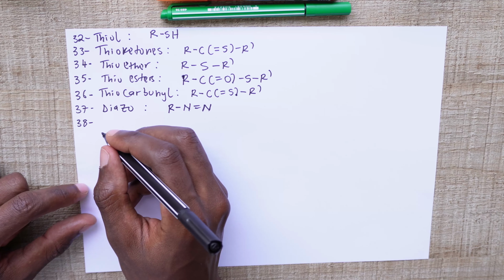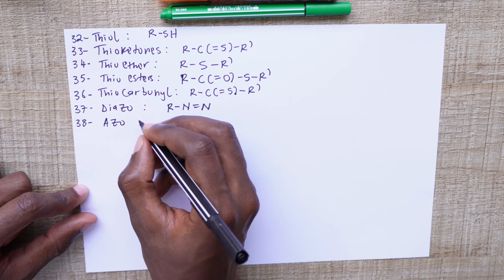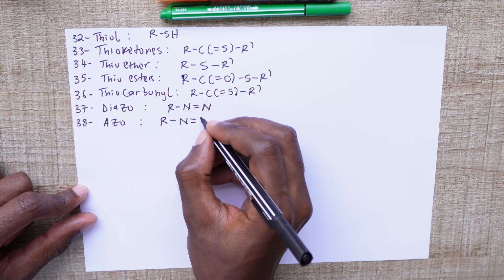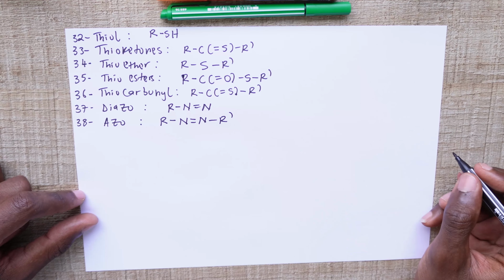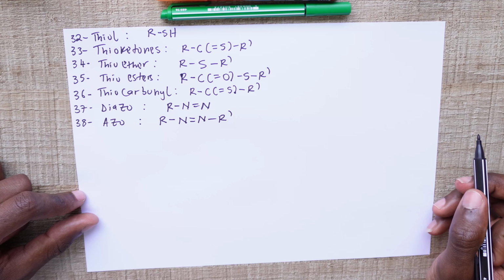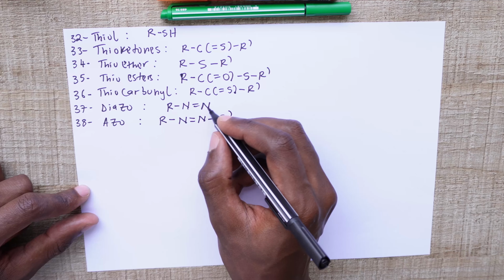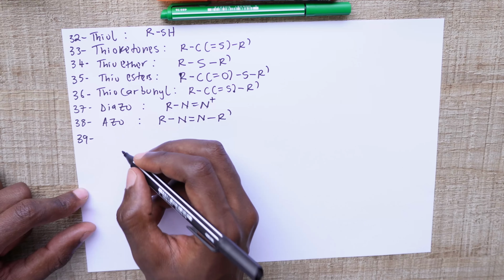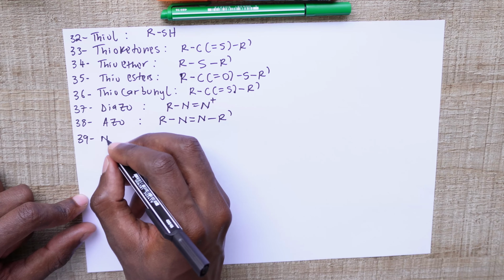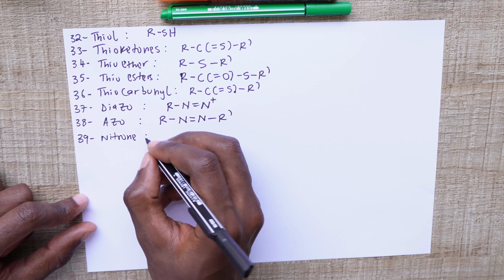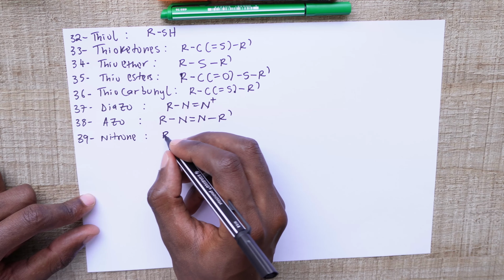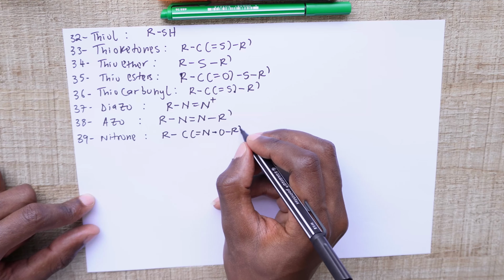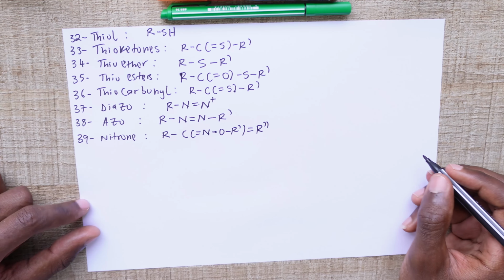Okay, 38, we get the azos, like the azo dyes, which have as functional group RN, NR prime. Very similar to the azides. Perhaps looks like I've forgotten a plus somewhere here. Anyway, 39, you have nitrone, which has as functional group R, C, NO, R prime, R prime prime.